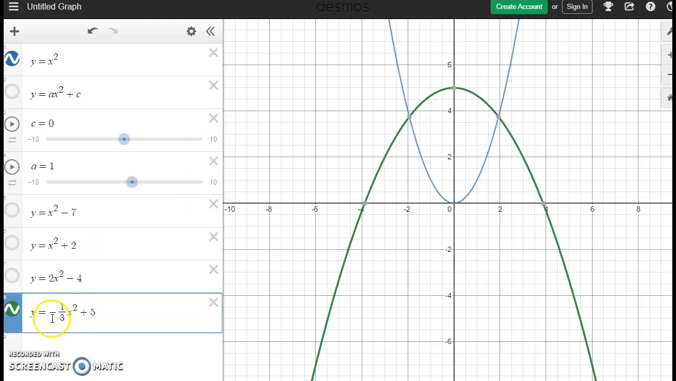If you just start at the front and work your way to the back, this negative sign gives us an x reflection. The next thing is this 1/3. 1/3 gives us a vertical shrink. And the last thing here in this function is plus 5. That moves it up 5.